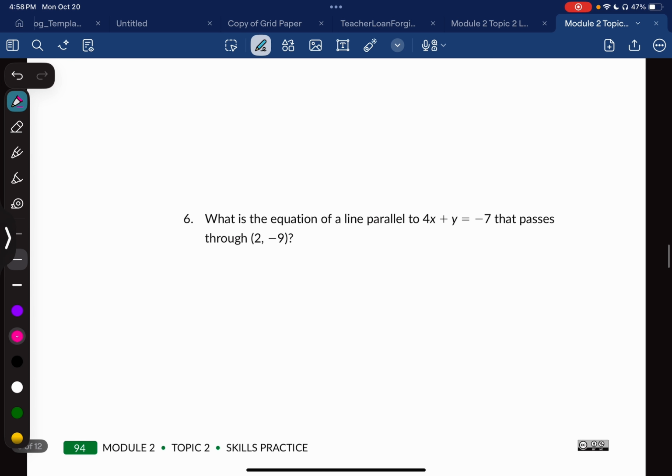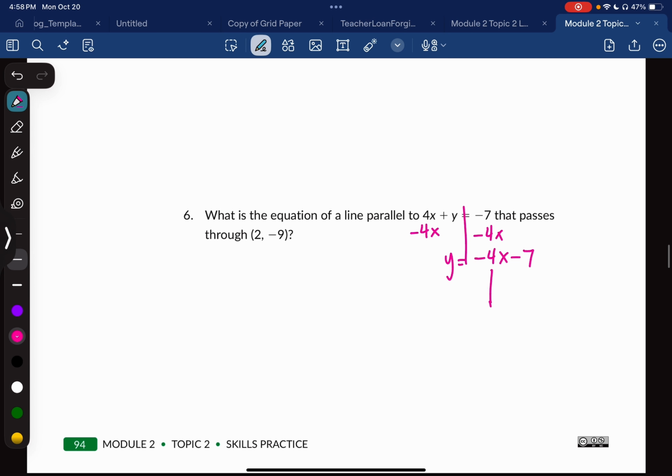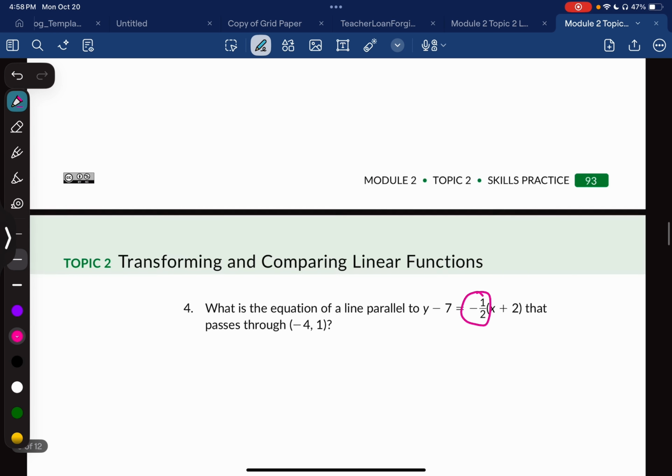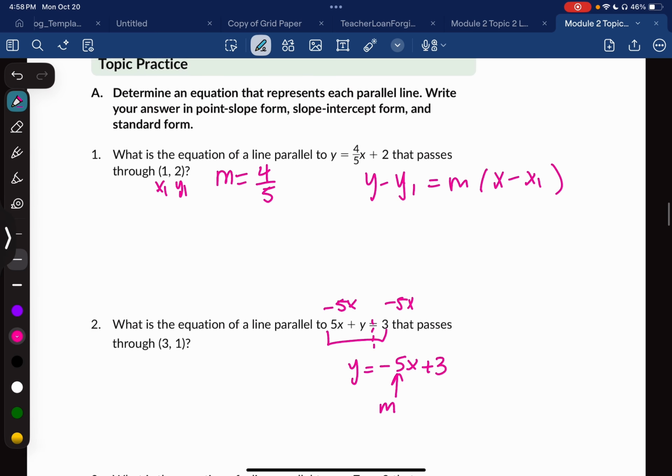And number 6. Remember, 6 is the same way. We're going to do minus 4x here, minus 4x here. That gives me y is equal to negative 4x minus 7. So what is my slope? It's going to be negative 4. That's my m right there. All right, plug into that formula and then come up with the parallel equation.